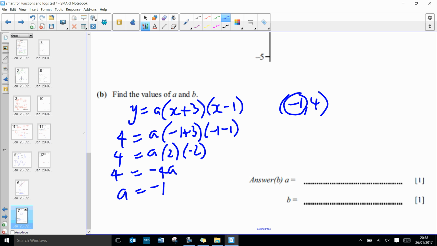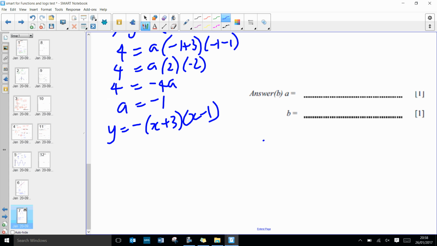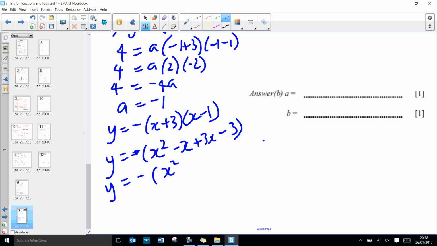Okay, so we can then put that back into this version here. So we've got y equals negative, x plus 3, x minus 1. And we now need to expand it out. So using FOIL, I've left my negative alone for now. So using FOIL, I've got x squared minus x plus 3x minus 3. Again, leaving the negative. Join like terms, so that's plus 2x minus 3. And then negative x squared minus 2x plus 3.